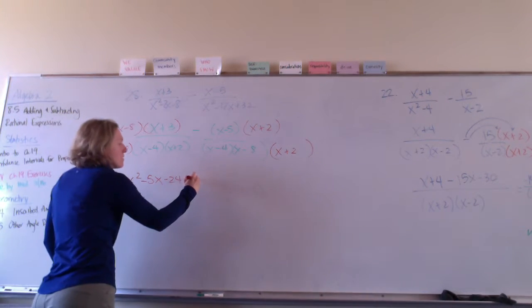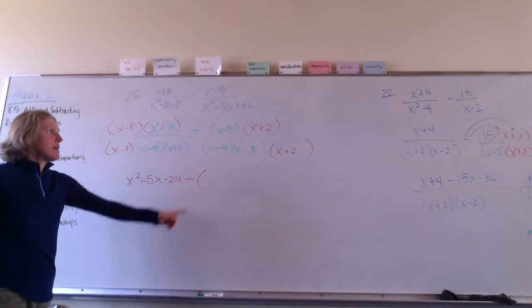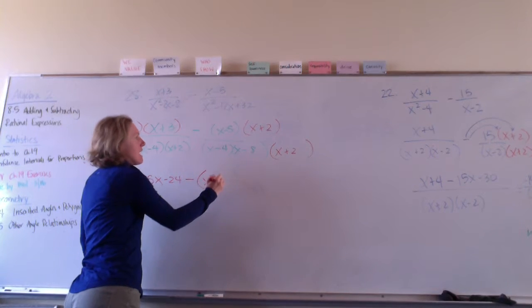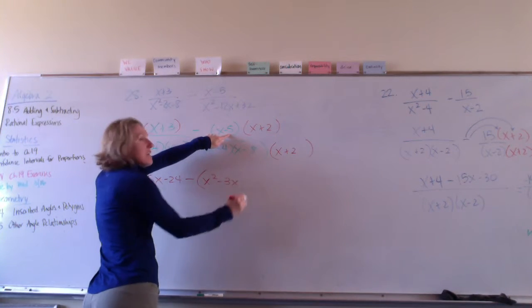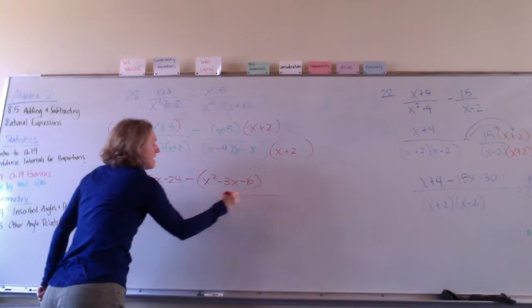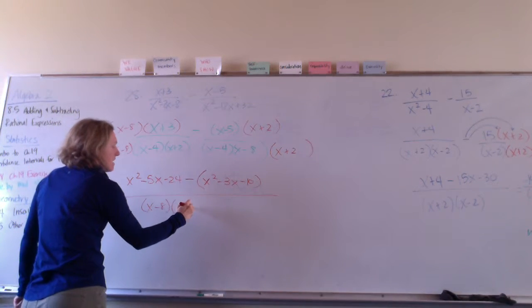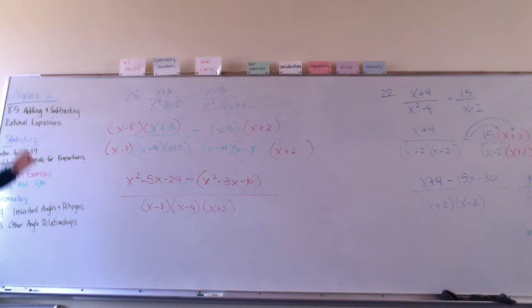Now here's what I'm going to do. I got to subtract everything I get over here, so I'm going to put a parentheses in. X times x is x squared. Outer is 2x. Inner is negative 5x. Together they make a negative 3x. And then last is a negative 10. And that's all over my 3 factors. There is my common denominator. X minus 8, x minus 4, x plus 2.